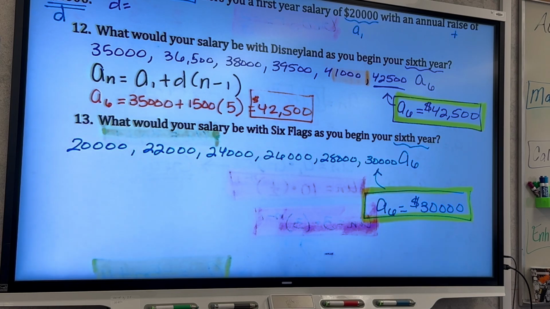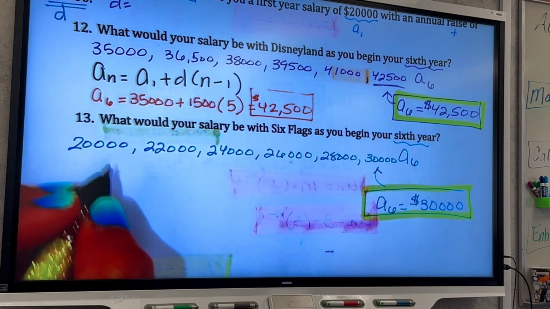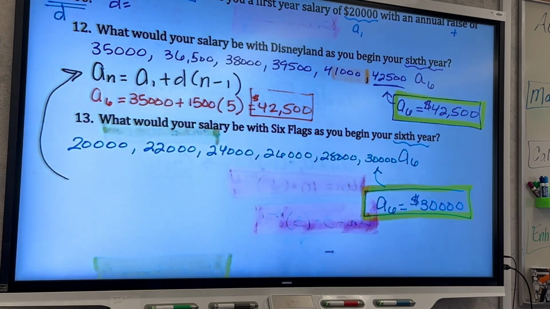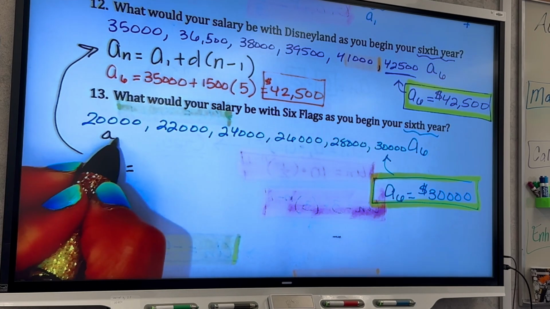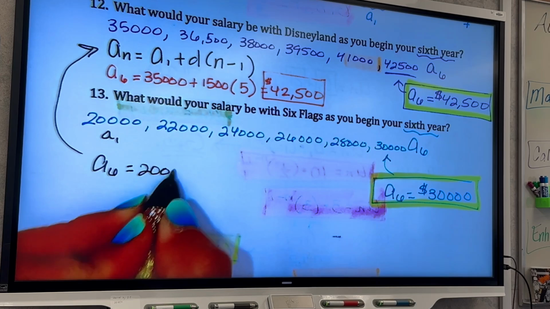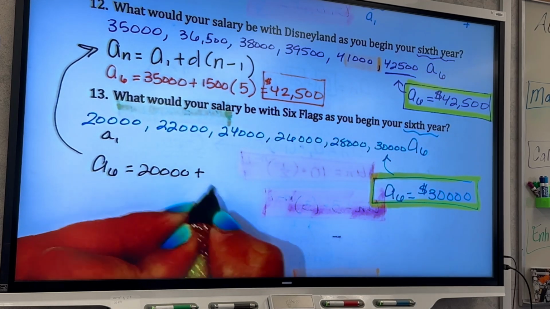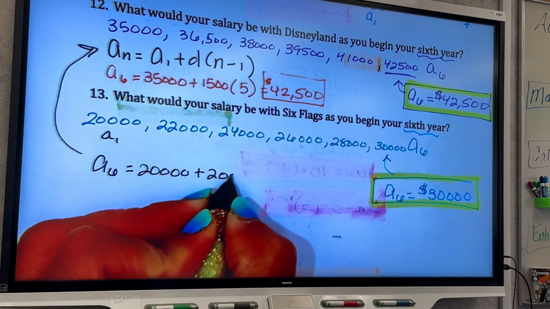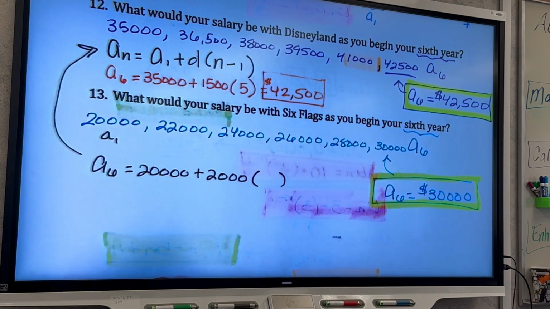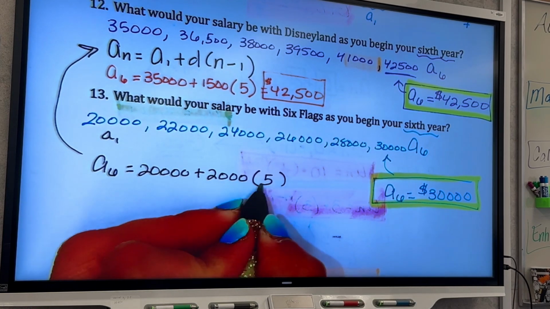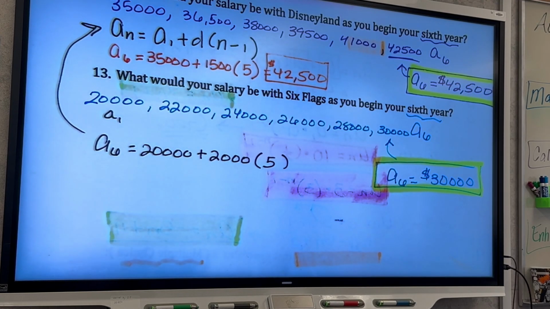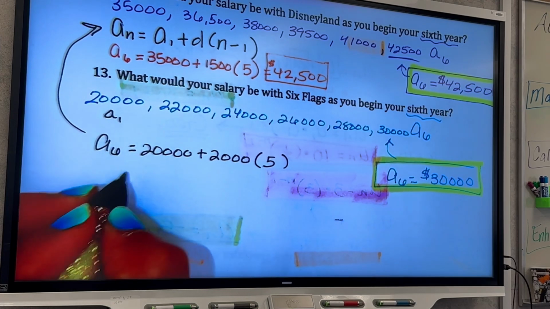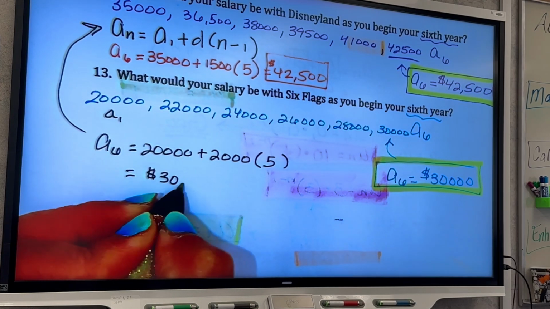All right, so that would be without a formula. With a formula, the formula for this is still this one. I would still use that formula, so I'm not going to rewrite it. Let's just use it. So if I'm finding the 6th term for the Six Flags sequence, the first term, my A1 is 20,000, plus the common difference was 2,000. And what number is going to go in the parentheses there? 5. The n minus 1. 6 minus 1 is 5. What is 5 times 2,000? 10,000, right? 10K. And then 10K plus 20K is 30K, 30,000.